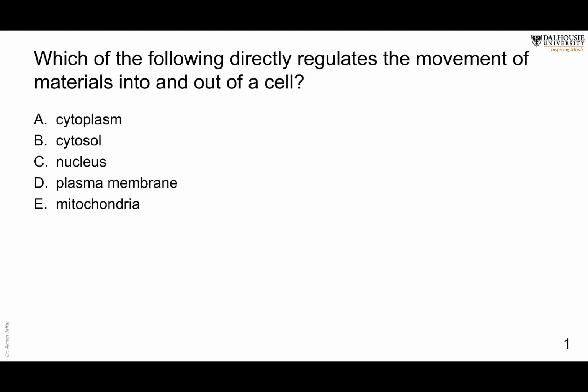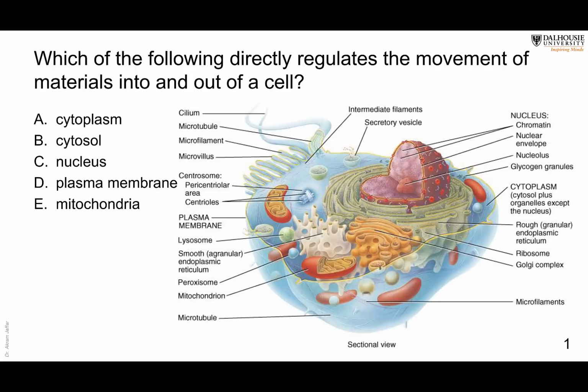Which of the following directly regulates the movement of materials into and out of a cell? The cell consists of a cell membrane or a plasma membrane and a cytoplasm. It is actually the cell membrane, the plasma membrane, that controls movement of substances into and out of the cell. While doing so, it acts as a barrier that separates the external and internal environment of the cell. And this is not the only function of the cell membrane.